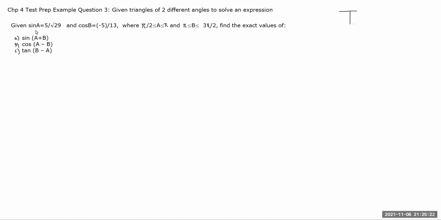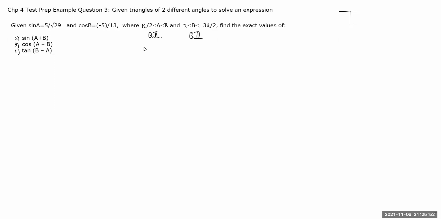Here it is. Given that sine A equals 5 over root 29 and cosine B is negative 5 over 13, you see that A and B are completely different scenarios. There's another clue that you're given: angle A is between these two rotations, which means we are dealing with quadrant 2. And for angle B, we're actually dealing with quadrant 3. So you can actually draw this out.